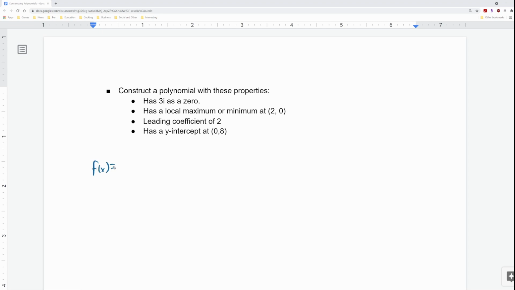If 3i is a 0 of our polynomial, then x minus 3i is a factor. That's the factor theorem. Well, in a previous video called Polynomial Quick Facts, we learned about a conjugate pair theorem. If 3i is a 0, well, negative 3i is also a 0. And if negative 3i is a 0, x minus negative 3i, well, that's x plus 3i. That must be a factor. So that takes care of bullet point number 1.